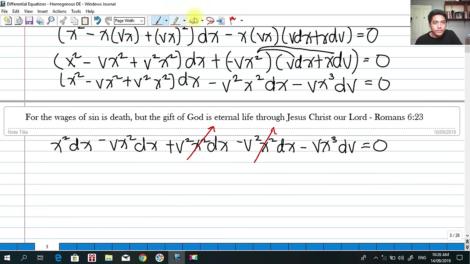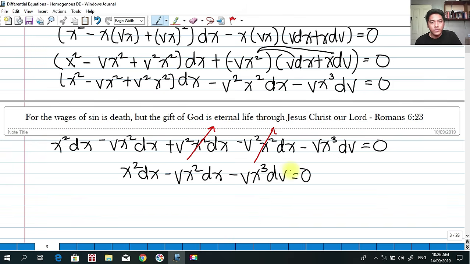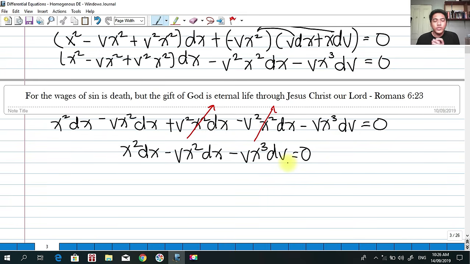And we are left with, can we still cancel out? No, x squared dx. Not our answer, but the simplification of this: minus vx cubed dv is equal to 0. So we should make this homogeneous equation as simple as possible. As you can see here, in this equation, we have a common factor of x squared. So if I divide all terms by x squared, what will happen?